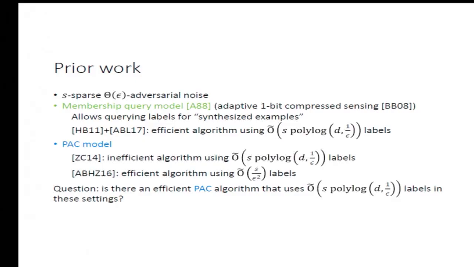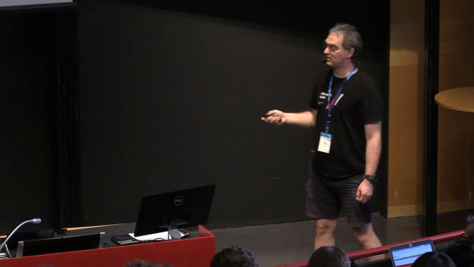There are two pieces of prior work which are very relevant. One of them is if you're doing membership queries, which means you have the ability to manufacture your unlabeled examples, then there's an efficient algorithm which uses s and then polylog d and 1 over epsilon. But the ability to synthesize your examples creates, in practice, relatively unnatural examples, which means it's a difficult algorithm to actually apply in many situations.